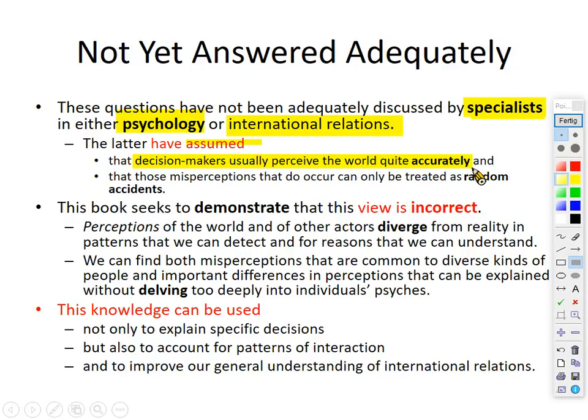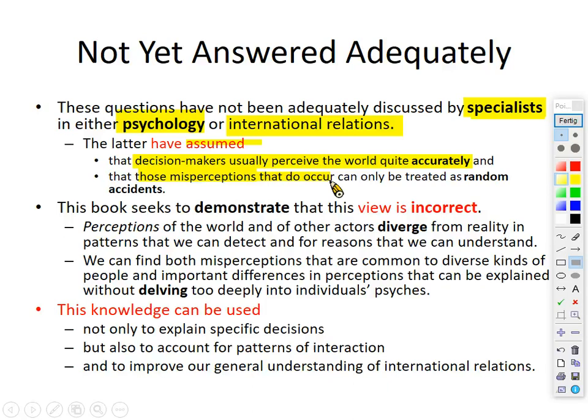So we assume. But what happens if those misperceptions that do occur, sometimes they do have some misperception about things, can only be treated as random accidents? It just happened. Just as Forrest Gump said, shit happens. It's just there. We cannot avoid this kind of accident, right?